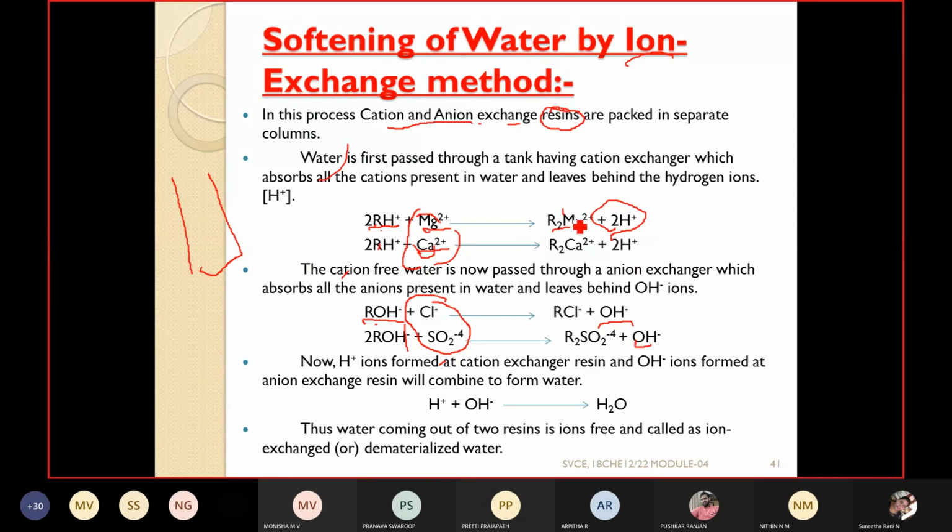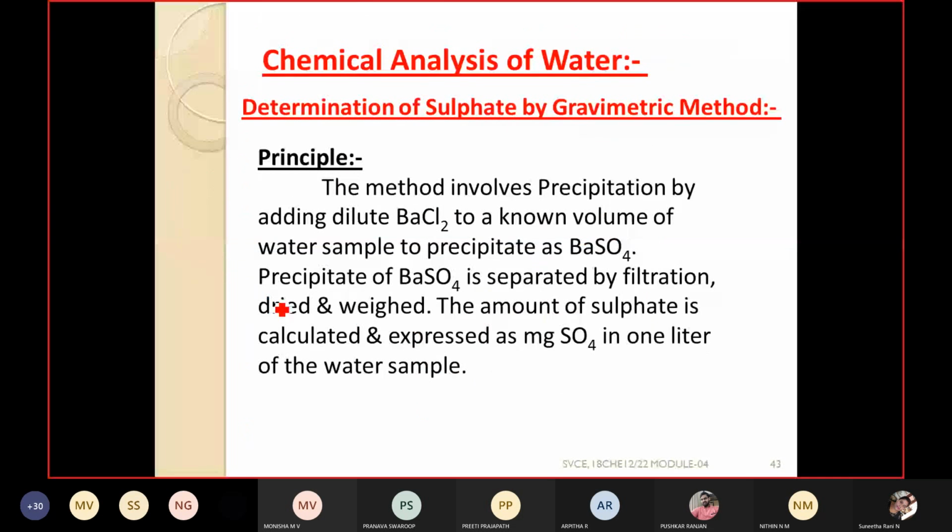So from the cation chamber comes H+ ion, and from the anion chamber it releases OH- ions. From both exchanges, H+ and OH- ions are formed and then combine to form water. This is called the ion exchange method. Ion exchange method means exchanging of ions by treating with different ion exchange chambers which contain different ion exchange resins.